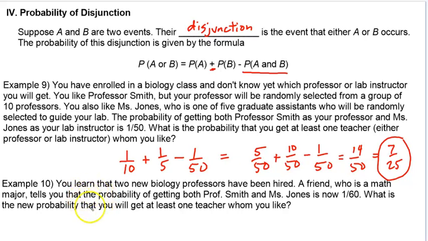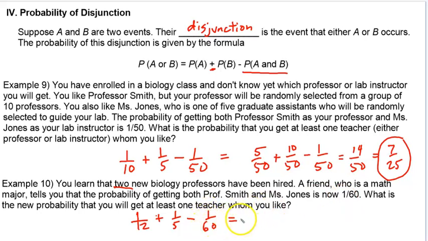Okay, the same thing on number 10, but we've increased the number of professor possibilities by 2. Okay, we've hired 2 new professors. So now the likelihood of getting Professor Smith is 1 out of 12. It's still 1 out of 5 to get the lab instructor Jones, because we still have the same number of grad assistants. But we still subtract off the probability of getting both, which becomes 1 out of 60 now.